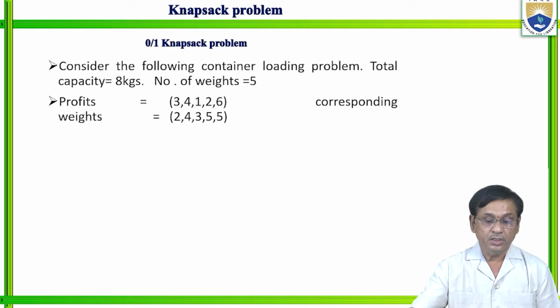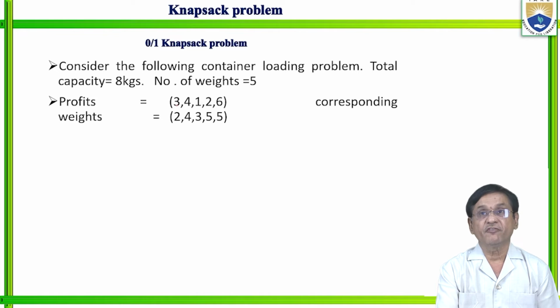Now, consider another problem where the total weight of the bag is 8 kgs. The number of objects is 5. The profits are 3, 4, 1, 2, 6 and the weights are 2, 4, 3, 5, 5. The profit corresponding to the first object is 3 and the weight is 2. For the second object, the profit is 4 and the weight is 4.